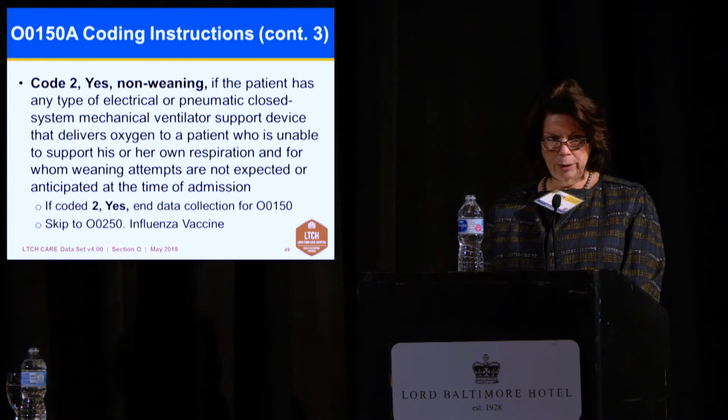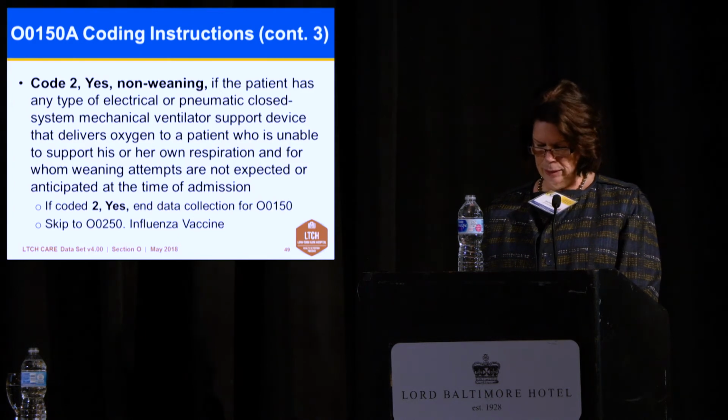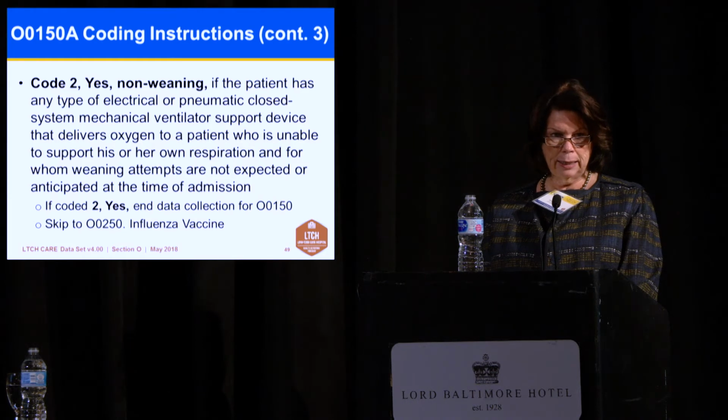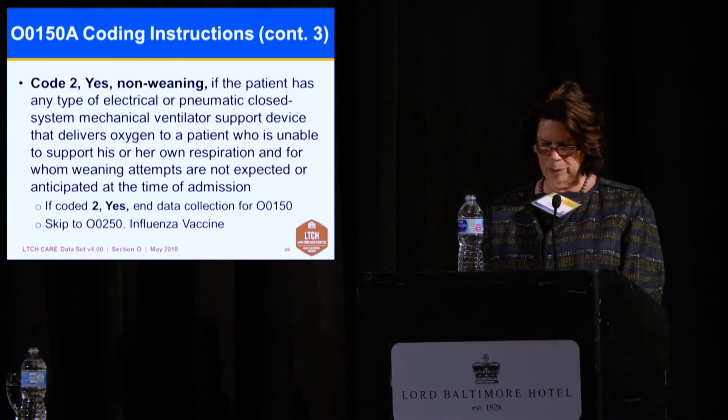If you code this item as 2, yes, non-weaning, this ends the data collection for O0150. And then, as I said, for the first data element, you're going to skip to the influenza vaccine data element.